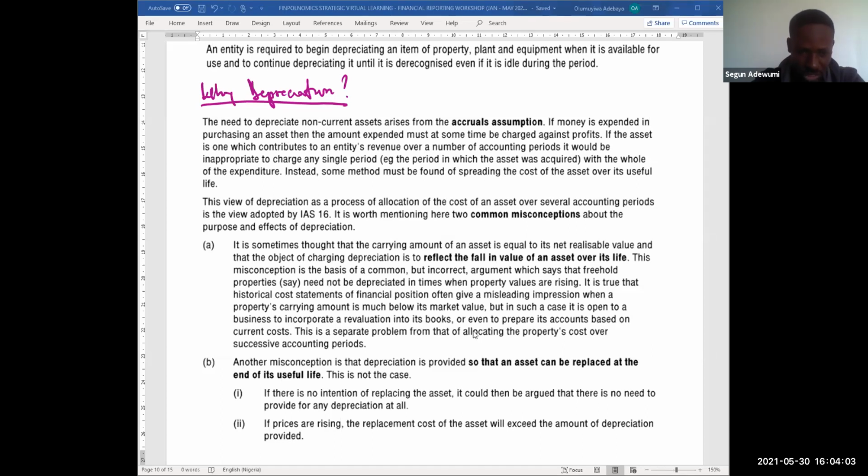over successive accounting periods. Two, another misconception is that depreciation is provided so that an asset can be replaced at the end of its useful life. This is not the case. If there is no intention of replacing the asset, it could then be argued that there is no need to provide for any depreciation at all. If prices are rising, the replacement cost of the asset will exceed the amount of depreciation provided.